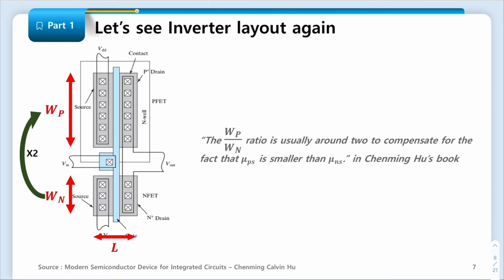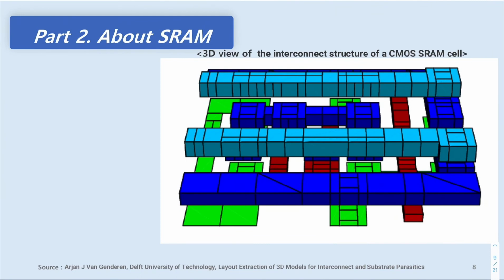And as I told you before, the margin concept will also be discussed in SRAM device, so we really have to remember the margin. And also, as I told you in the outline, the way to make a larger margin is quite different between inverter and SRAM. Now, we are gonna discuss the details of SRAM considering the CMOS inverter, which we discussed right before. And you can see a 3D view of the interconnect structure of a CMOS SRAM cell.